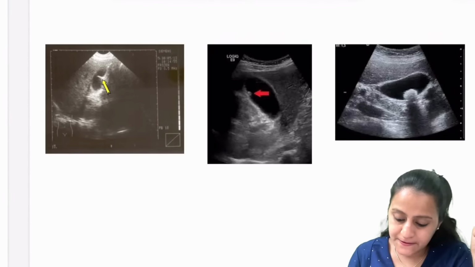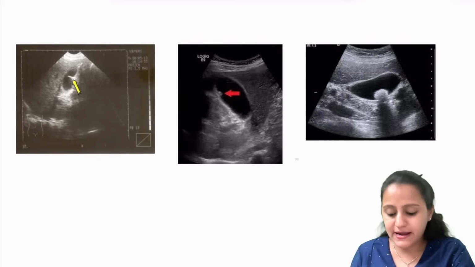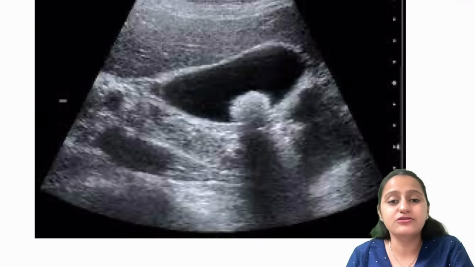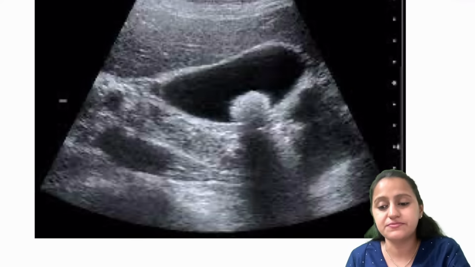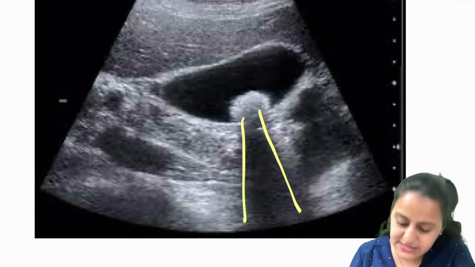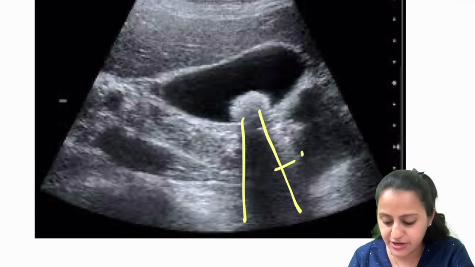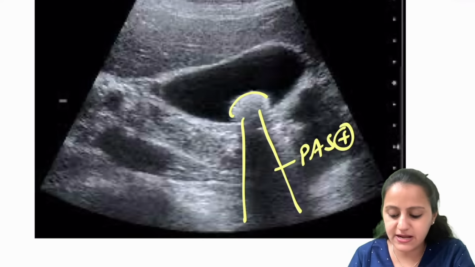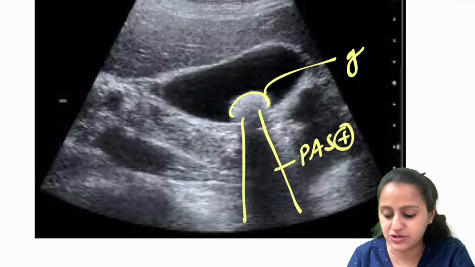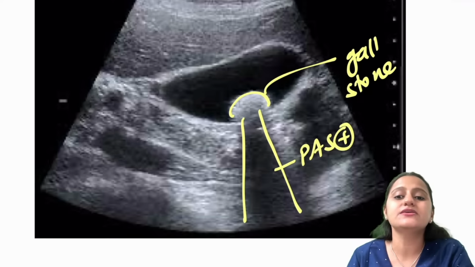Correct. Going to the next one, gallbladder pathology. First, look at this one. The most easy and the most important one, where you see this posterior acoustic shadowing. Posterior acoustic shadowing is present. This is going to be a stone. Okay, this is a gallstone.